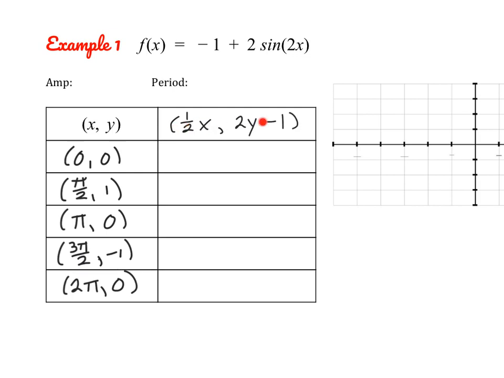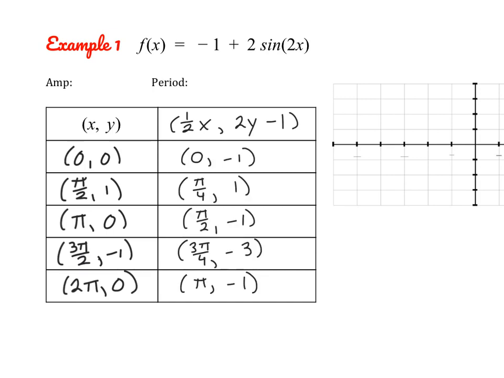So now we can apply these rules to these 5 coordinates to give us the coordinates of our transformed function. Okay, so here are the 5 transformed coordinates. Again, I just multiplied all of my x values by 1/2, and I multiplied all my y values by 2, and then subtracted 1.